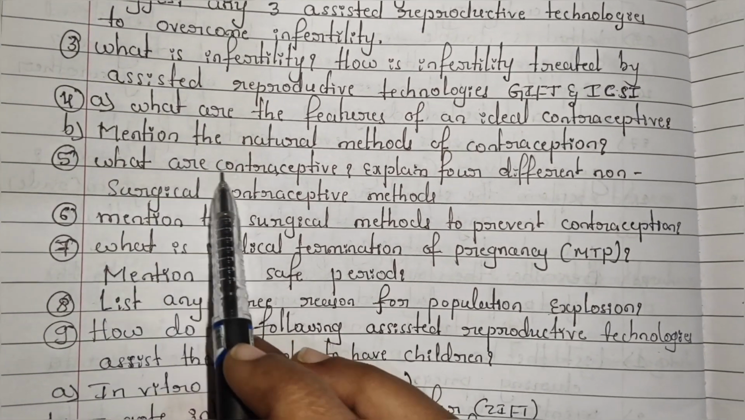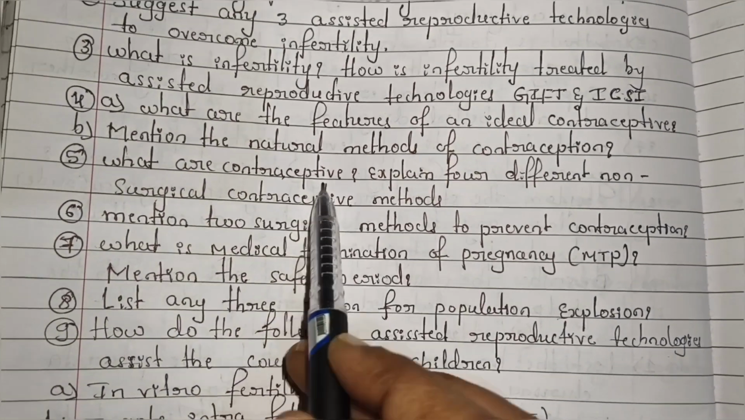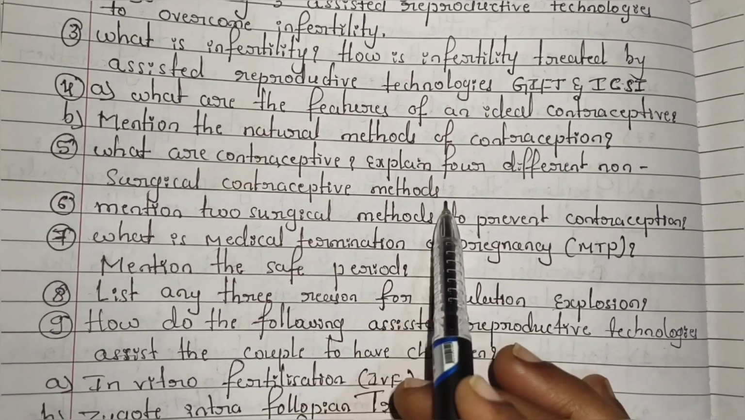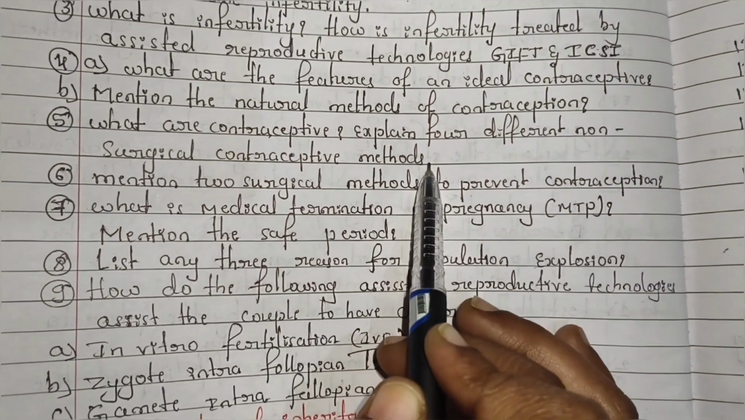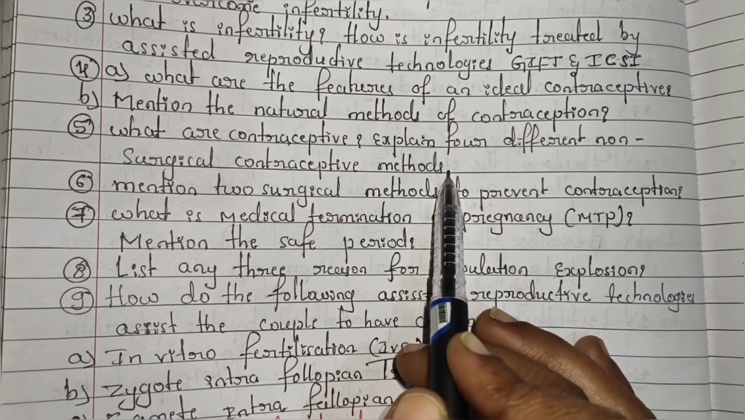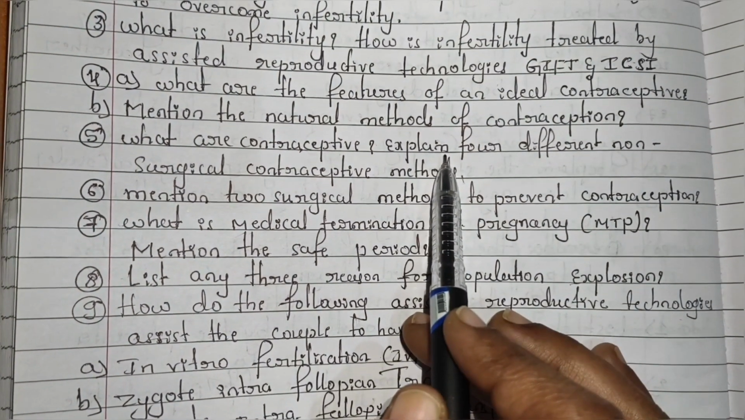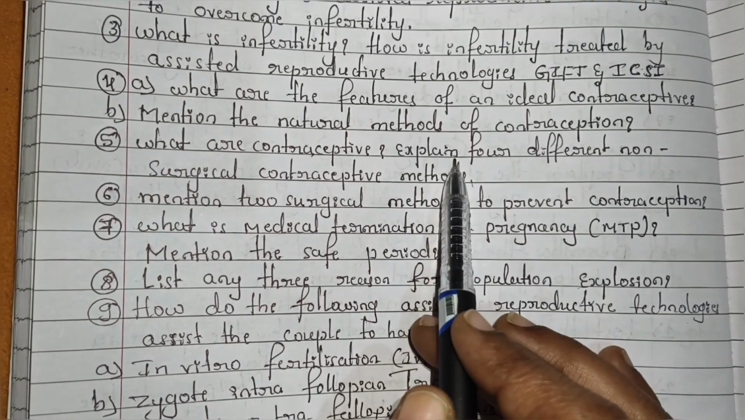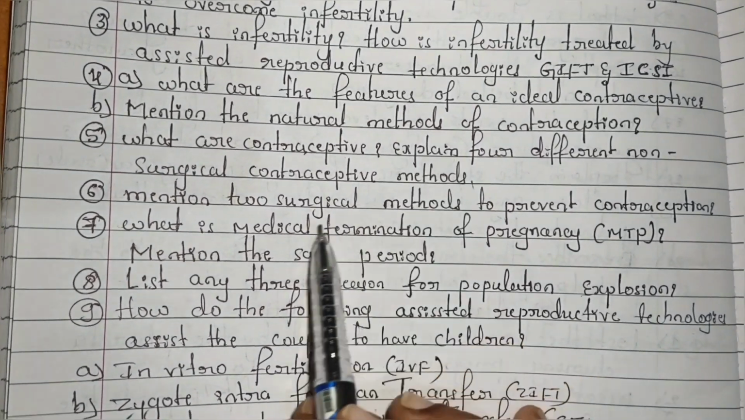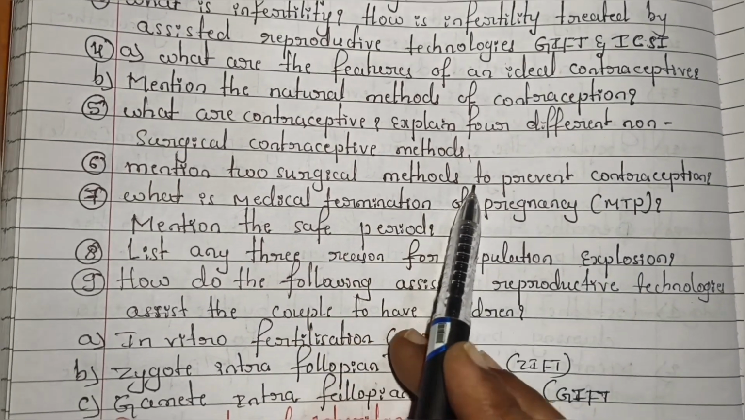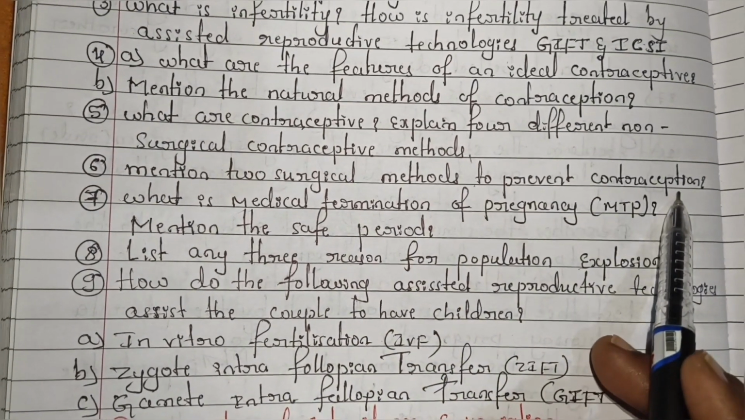And fifth one is what are contraceptives, explain 4 different non-surgical contraceptives. Means some contraceptives do not need any surgical method, so those you have to write. For example, physical barriers, and next pills, so those you have to write. And sixth one is mention 2 surgical methods that prevent conception.